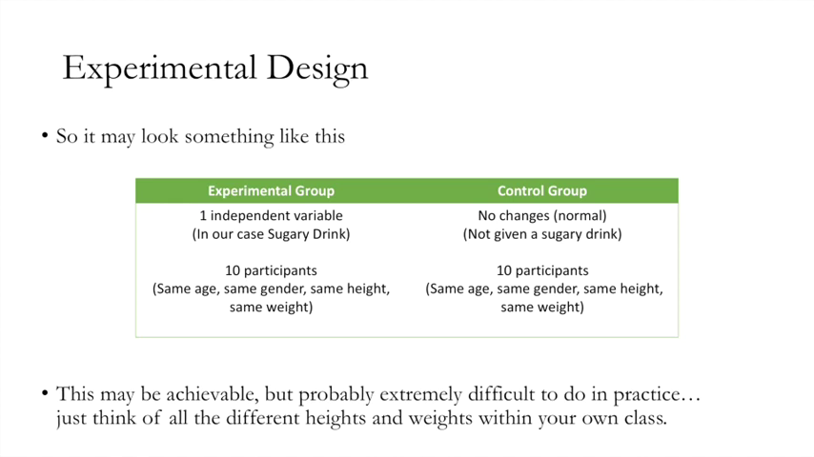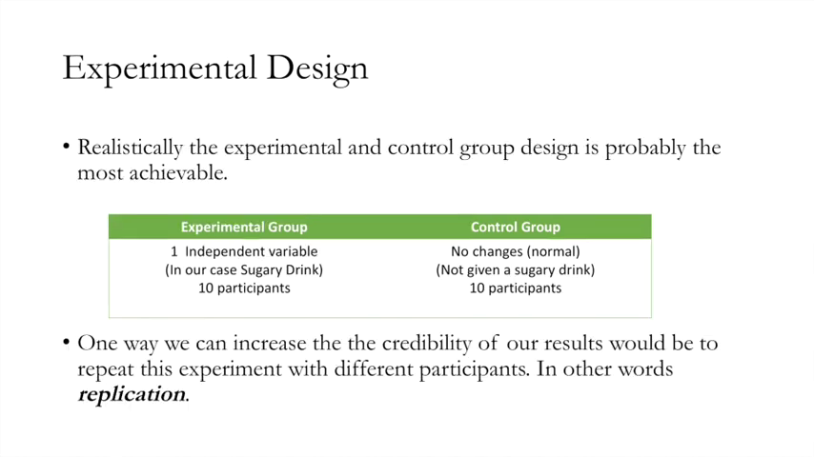Just think about all the different heights and weights you have within your own class or your own school. It may be quite difficult to match them up perfectly and get somebody who's the same height as me, the same weight as me, and the same age as me, all in the same experiment. So, realistically, the experiment and control group design is probably the most achievable. So our first experimental design.